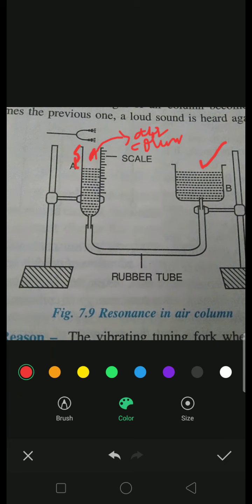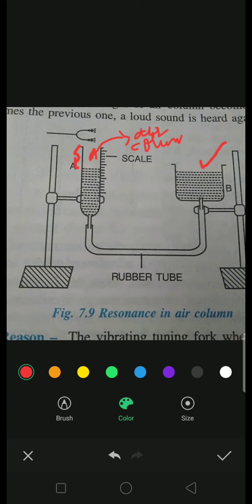And again you will hear it at 5 times, that is 5 fives are 25. So whenever the air column becomes 3 times the length at which resonance occurred the first time, or 5 times, again you will hear a second resonance and a third resonance. So this is what the experiment is about. We are making the air column resonate with the help of the tuning fork.